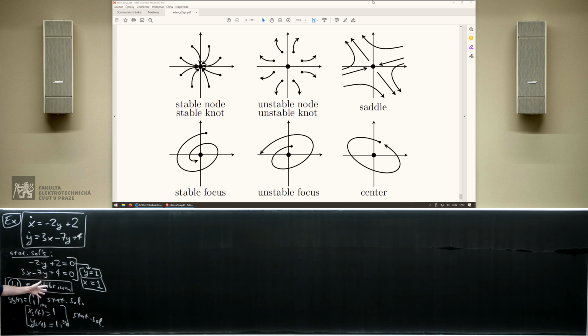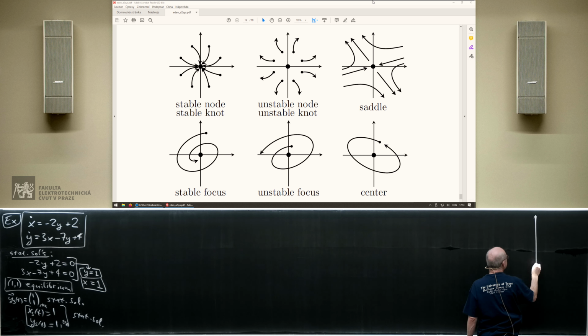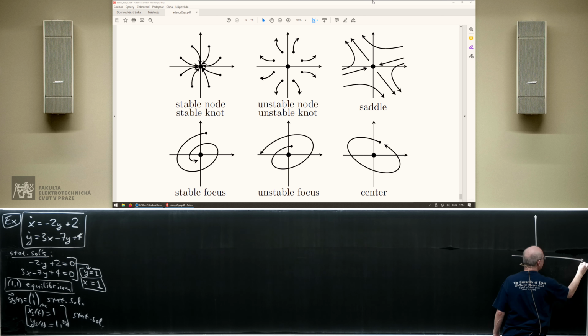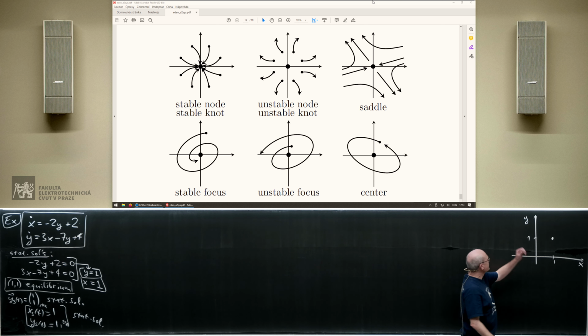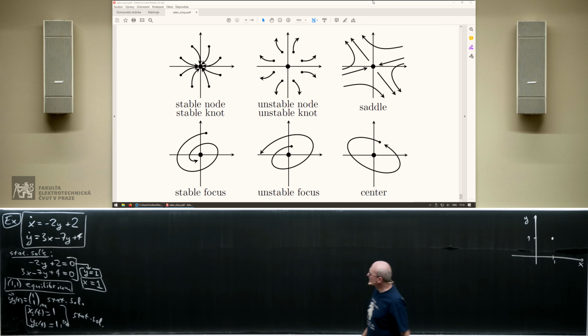Okay. What do we know about this equilibrium? Well, first of all, we can sketch it. For that, I need some room. Let's be generous. X and Y. Here is 1 and 1. Okay, that's our stationary solution, or equilibrium or stationary point.